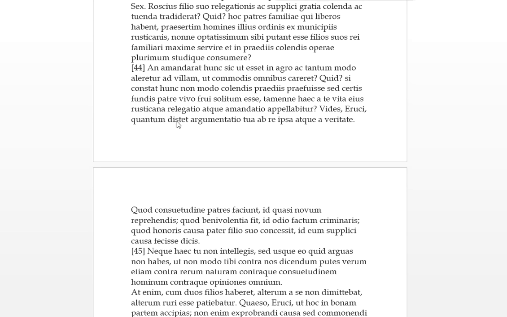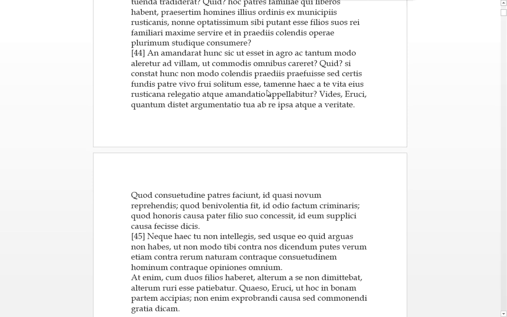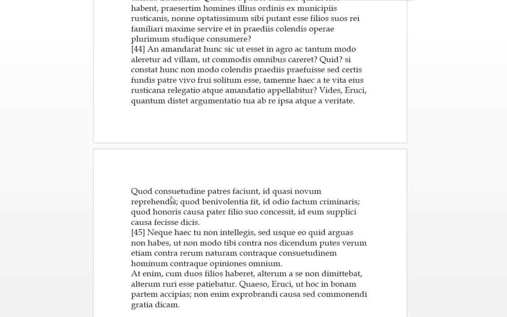Quantum, how much distant, comes from distat, how much it differs, argumentum tuum, your argument, ab re ipsa atque a veritate. How your argument differs from the res ipsa, from the matter itself, and a veritate, from the truth. Quod consuetudine, ablative, patres faciunt. So what fathers do in their habitual ways, id, this, quasi, as if novum reprehendis. So this you are reprehending as if it is a novelty, a new thing.